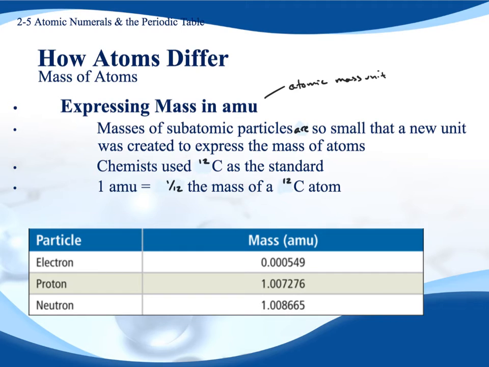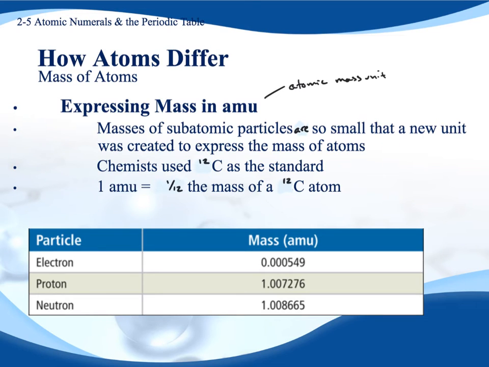If you remember from the very last slide of the previous lesson, if you saw the masses of subatomic particles, you saw how incredibly light they were. 10 to the negative 28th, 10 to the negative 31st. Those things are incredibly light. So rather than dealing with extreme scientific notation all the time, scientists created a new unit to express mass when we're talking about atoms, and that unit is AMU, which stands for atomic mass unit. Masses of subatomic particles are so small that a new unit was created.